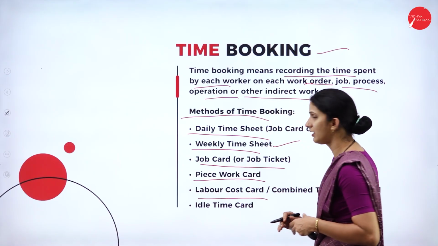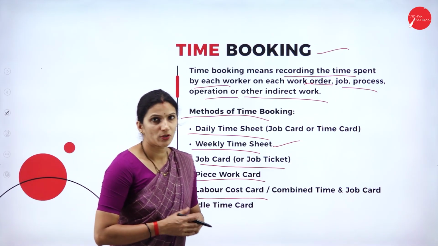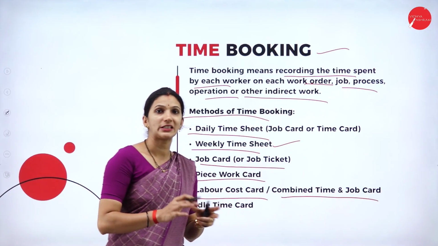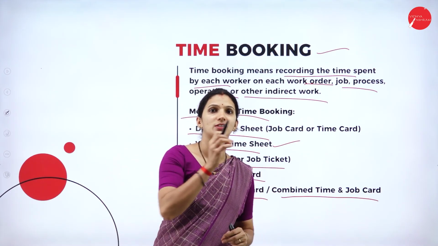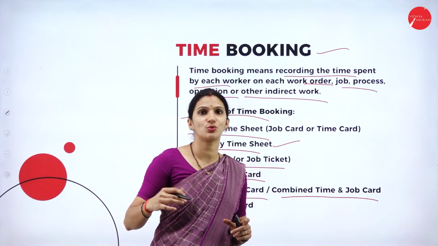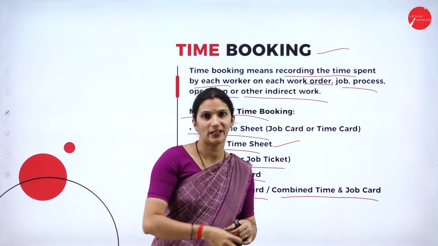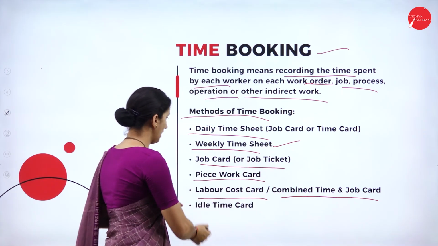And then the labor cost card. Here, combining the time card and the job card, for each job they combine the time they have spent and the units they have produced, or the total time worked in that job. So both pieces of information are recorded there.